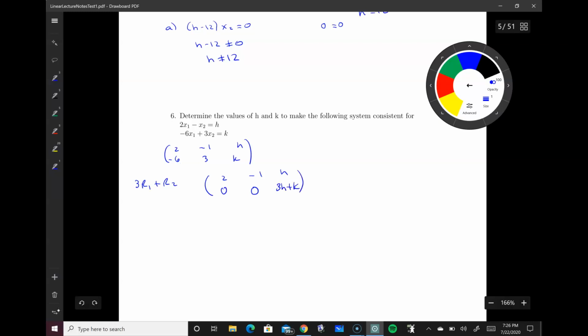All right, so when will this be consistent? Well, this last row here says 0x1 plus 0x2 is equal to 3h plus k. In order for this to be consistent, this gets to be 0 is equal to 3h plus k, so that must mean that negative 3h is equal to k, or k is equal to negative 3h, but that must be true so that I don't get a false statement.